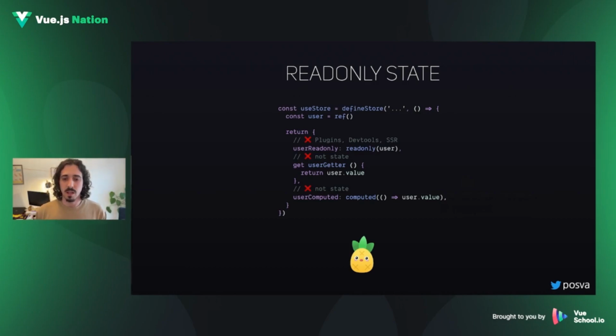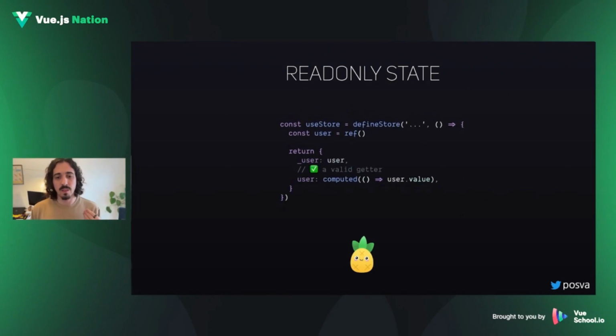Like the first one, by being read-only, it breaks DevTools, SSR, and plugins that expect state to be modifiable. A getter is not state, so it's not recognized by Pinia as state, and therefore it cannot apply all the things by plugins, DevTools, and SSR again. And a computed is just a getter, so it's not state and has the same issues that I mentioned before. So how do we do this? Well, the bottom line is you have to return this state somewhere in a store.